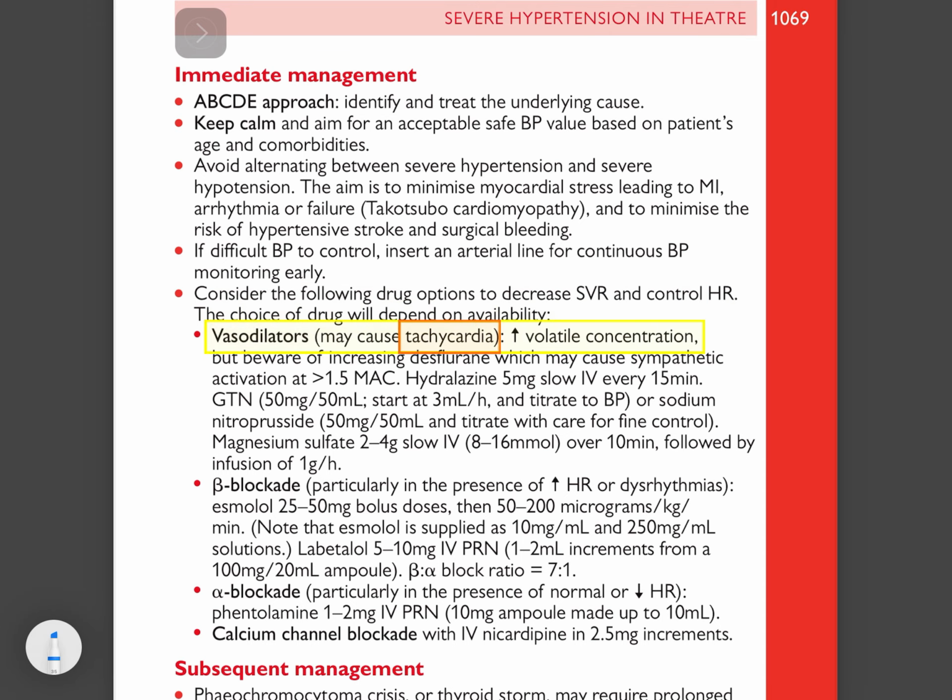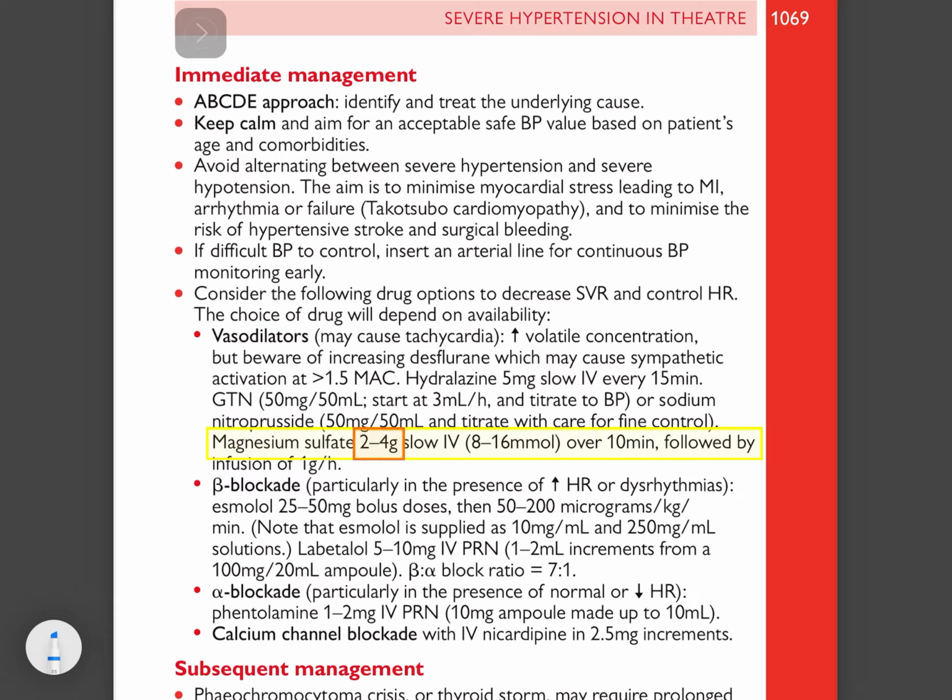Vasodilators may cause tachycardia. Use a high volatile concentration, but beware of increasing desflurane, which may cause sympathetic activation at 1.5 MAC. Hydralazine 5 mg slow IV every 15 minutes. GTN 50 mg/50 ml, start at 3 ml/h and titrate to BP, or sodium nitroprusside 50 mg/50 ml, and titrate with care for fine control.